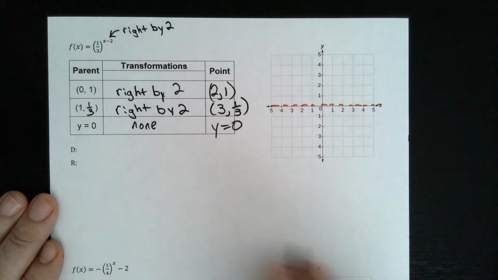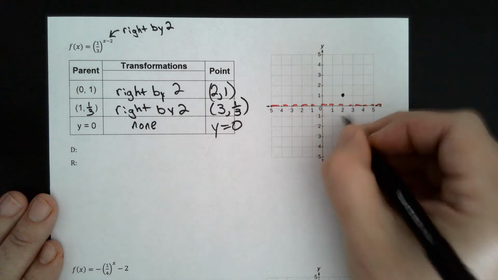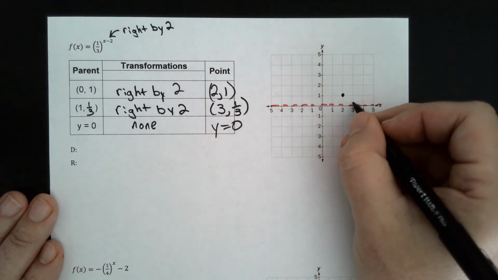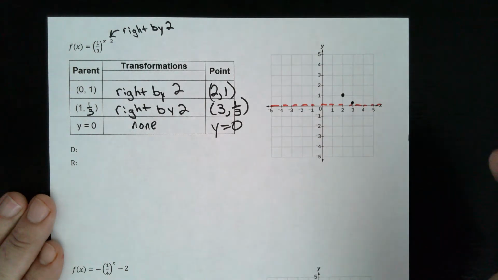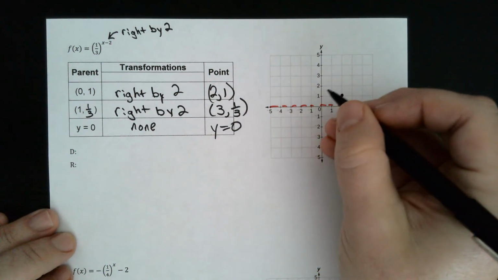All right, domain. Well, actually, let's plot those points. So 2, 1 is here, and then 3, 1/3 is here. Okay, so let's see what we have. Let's plug in one more point just to make sure we know. I'm going to plug in a 1 into this thing to get one more point.